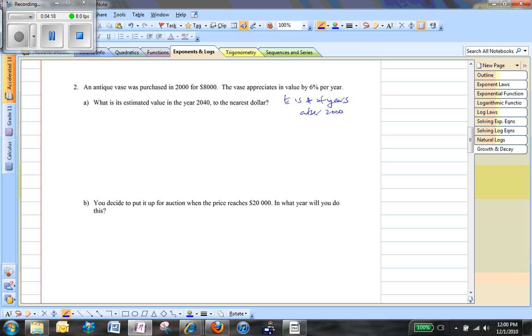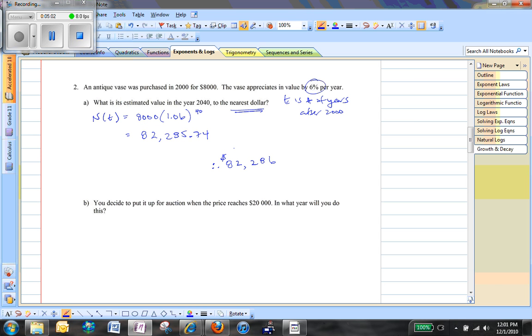What is the expected value of this vase in the year 2040 to the nearest dollar? Well, I'm going to start at the beginning, and I need my equation. N of t is equal to 8,000, which is how much it starts at, times my rate, 6% added to the 100, so 1.06, to the t. And 40 years have passed from 2000 to get to 2040. I use my handy-dandy calculator, and I get 82,285.74. So this vase to the nearest dollar is approximately $82,286. That's a lot.